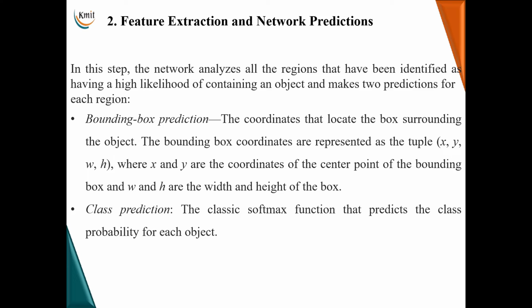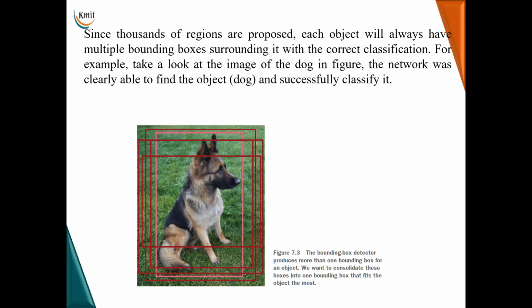What is the second component found in the framework? Feature extraction and network predictions. Here visual features of each bounding box will be extracted and we will find the predictions of the given target within an image. So it has two predictions. Bounding box prediction: as I told you in the previous session, object detection has two outputs. One is the coordinates of the bounding box, called bounding box prediction, represented by X, Y, W and H. And the second output is the class prediction, which predicts which class the detected target belongs to. This is what happens in the second component.